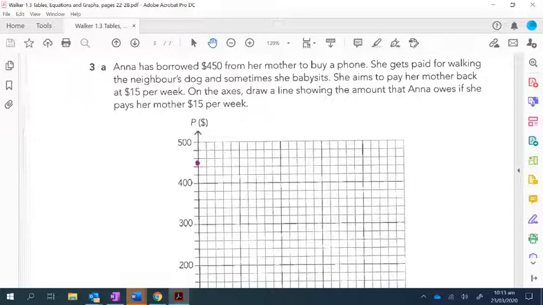I hate it that they're doing these in 20s for you, but it's okay. You can do halfway. And she's going to pay back how much? 15 per week. So that gives us a slope of 15 over what? But she's paying it back, so the amount she owes is going to go down. So it's not 15, but what? Negative 15. She's not earning. She's paying back the debt. So for every time it goes over 1, it's going to go down what? 15.